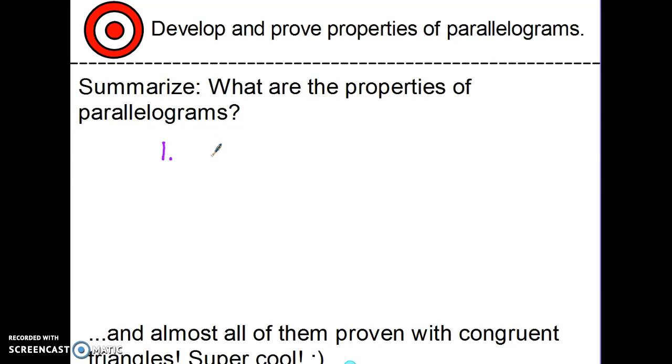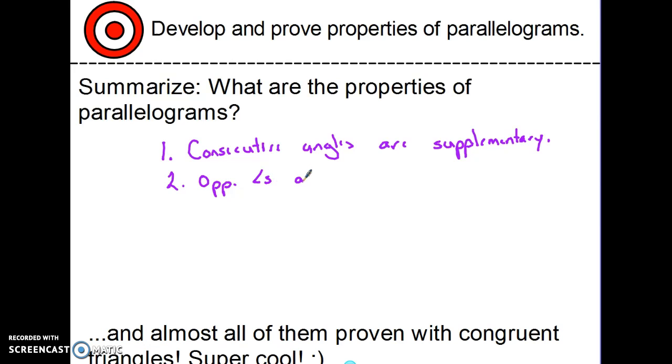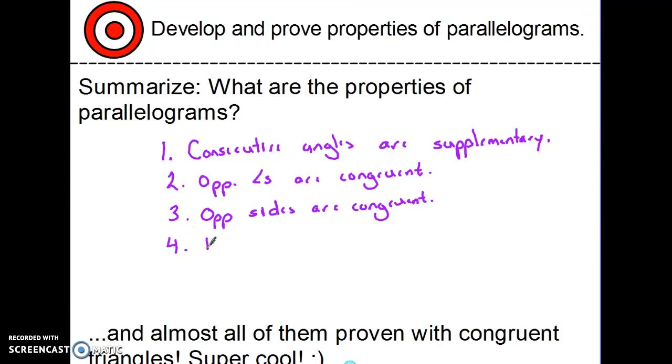Properties of a parallelogram. The first thing you know is that consecutive angles are what? Very good. Supplementary. I'm going to do some abbreviating here. The opposite angles, those ones are congruent. So these are the ones across from each other. The opposite sides, very good, are also congruent. And then you've just got this final one that we proved today, which is that the diagonals bisect each other.